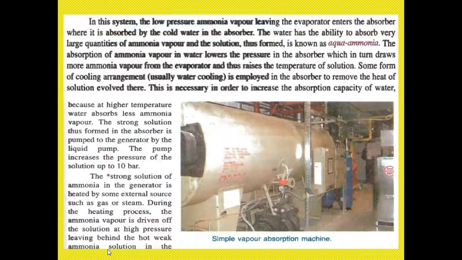So here in this system, whatever figure you were shown in the previous slide, the low pressure ammonia vapor leaving the evaporator enters which one? It enters the absorber, where it is absorbed by the cold water in the absorber. Water has the ability to absorb a very large quantity of ammonia vapor, and the solution thus formed is known as aqua.